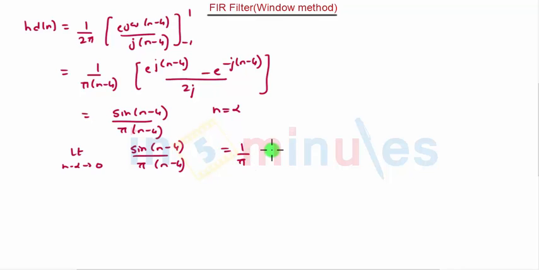Now we will calculate hd of n. hd of n is already defined for these two terms, that is sine (n minus 4) upon pi (n minus 4), and 1 by pi. Next we move on to calculation of h of n.